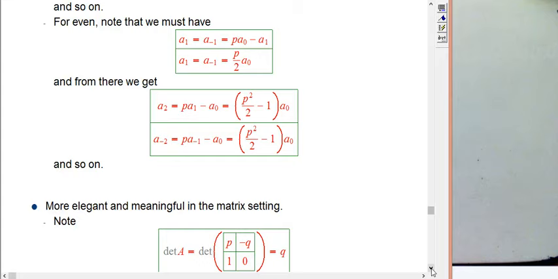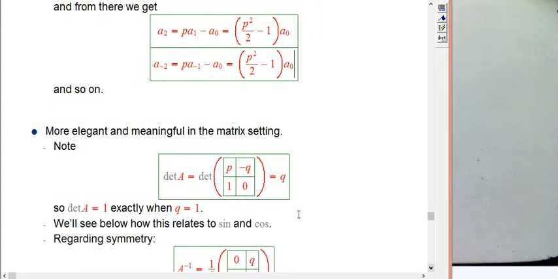So remember, when we thought about it as a matrix recursion, the key quantity was the matrix A, and that's this guy. Okay, and the determinant of that is exactly q, and I mentioned that before. So the determinant is equal to 1 exactly when q equals 1. Well, determinant 1 matrices are really special.